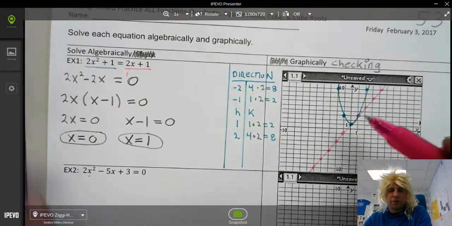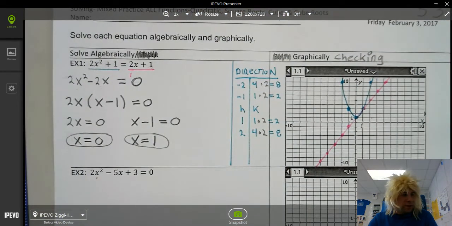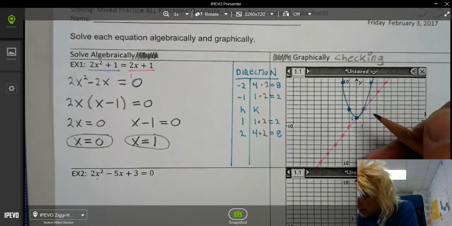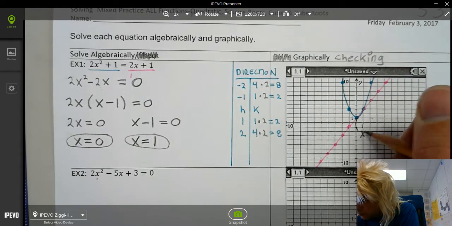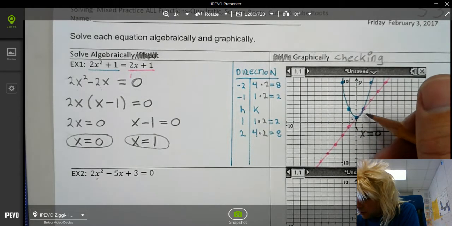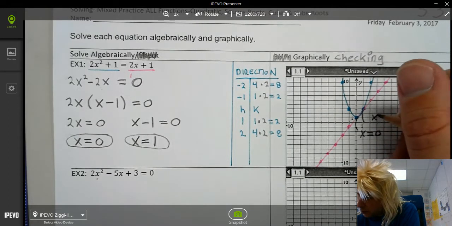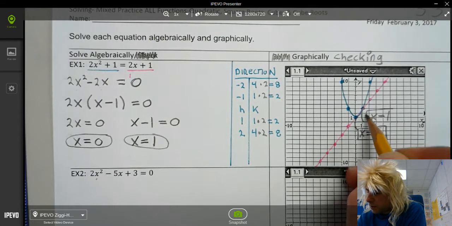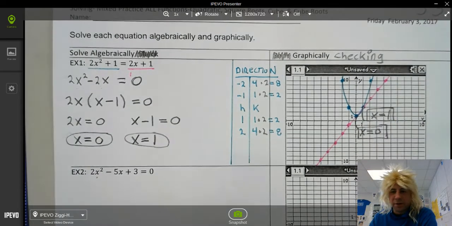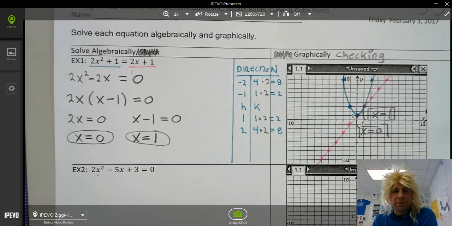And when you're looking to check your solution, you're looking for the x value of the point of intersection. So they intersect here at 0, 1, but we're just looking at x equals 0. And here they intersect at 1, 3, but we're just looking at when x equals 1. So this verifies that the solutions of x equals 0 and 1 are correct.